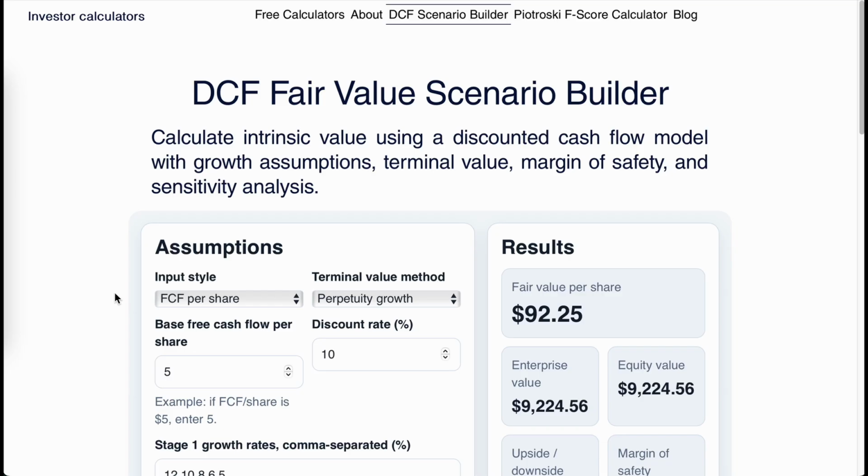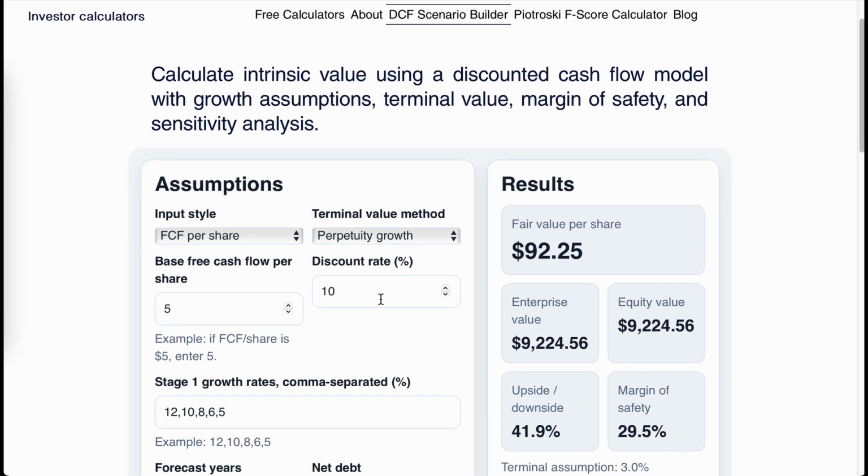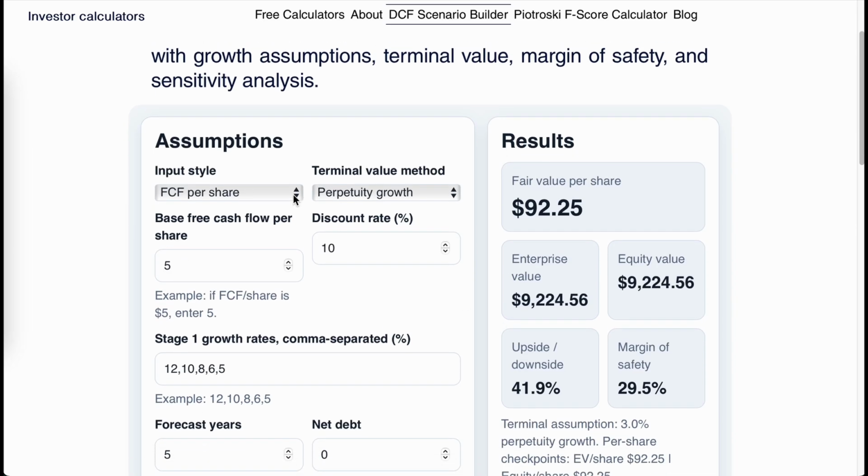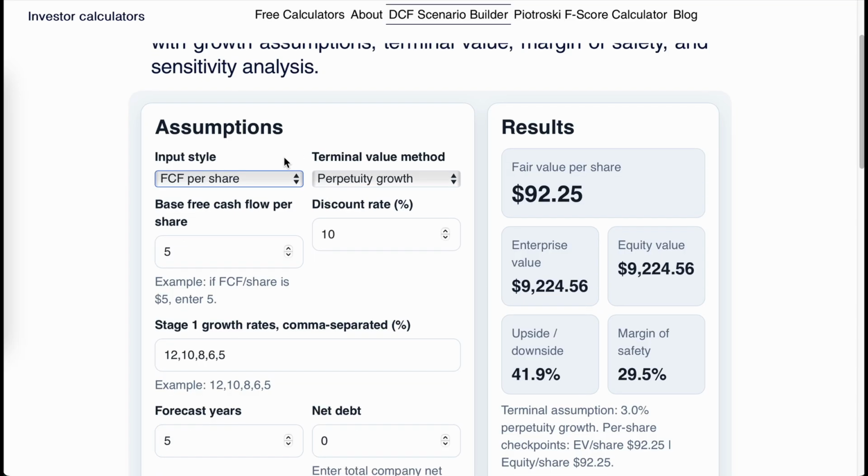So the first calculator is the stock target price or stock fair value calculator. It consists of 2 parts. These are your assumptions from the left side, and from the right side, these are your results. First, you choose the input style. It's whether the free cash flow per share or free cash flow total shares. It depends on how you like calculating based on the number of shares, total shares, or per share basis. Let's choose the per share free cash flow.